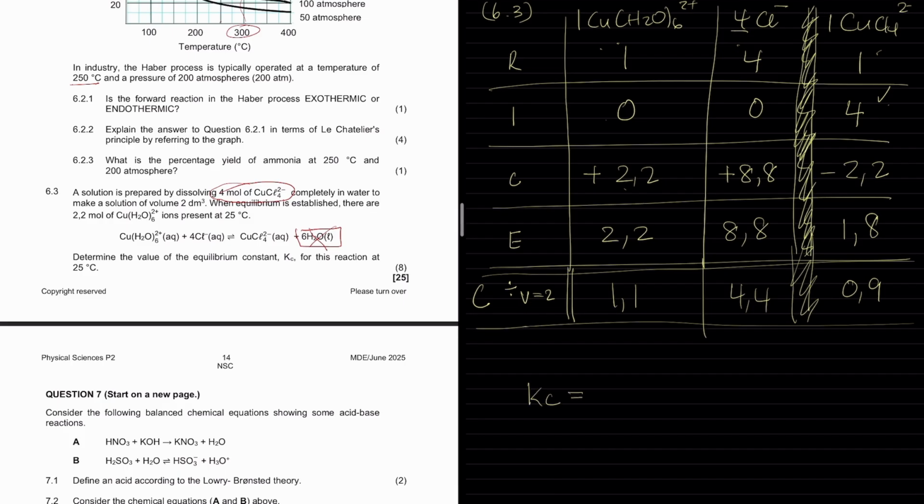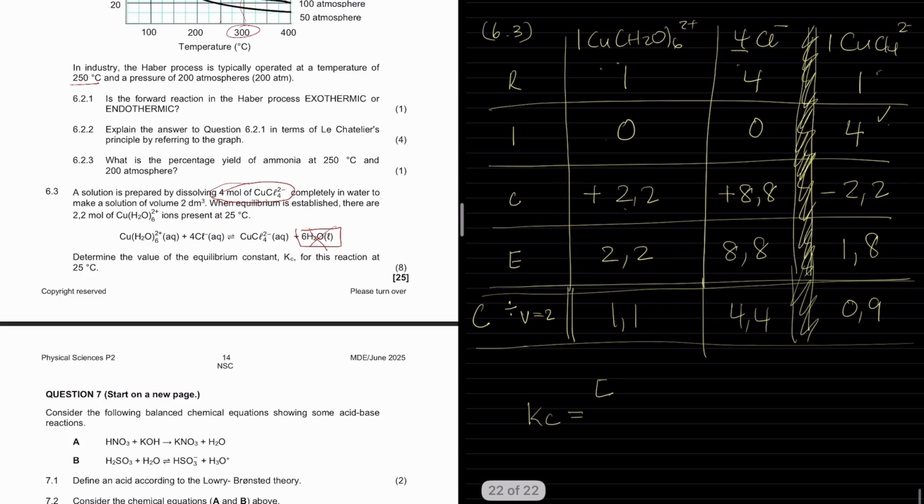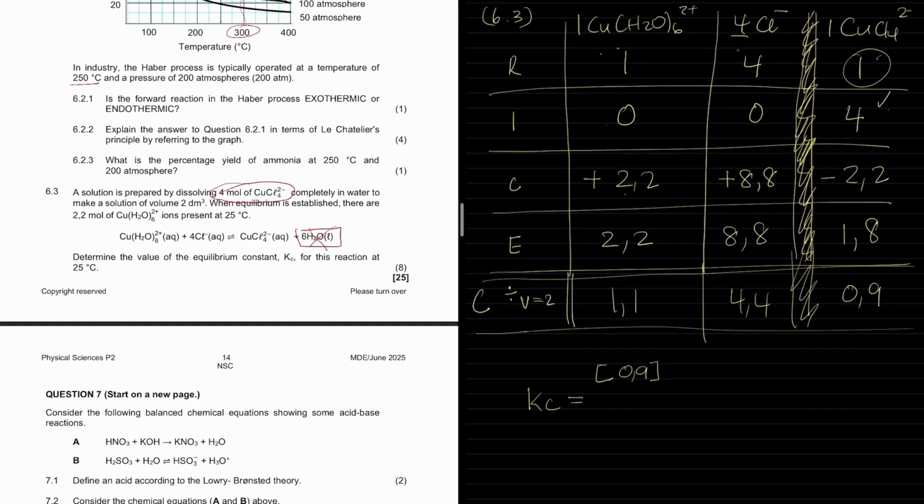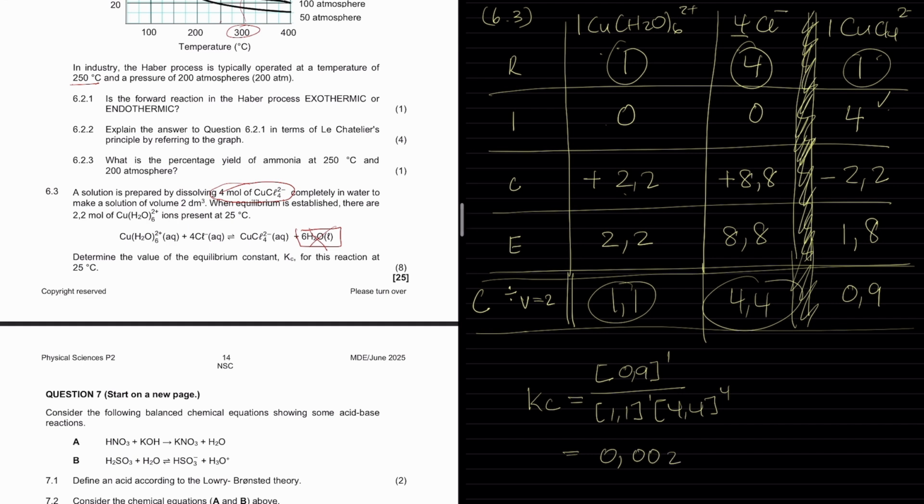Kc is equal to the concentration of products. So the product in this case is the CuCl4. It has a concentration of 0.9. So 0.9 to the power of 1 divided by my reactants. So this one is 1.1 to the power of 1, and here 4.4 to the power of 4. That gives me an answer of 0.002. No units because it's Kc.